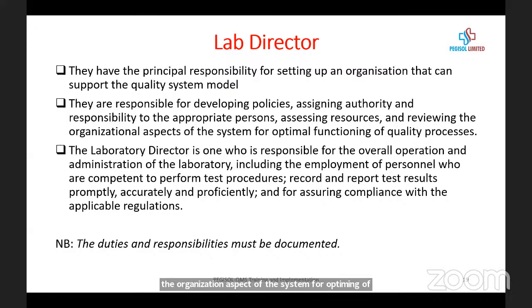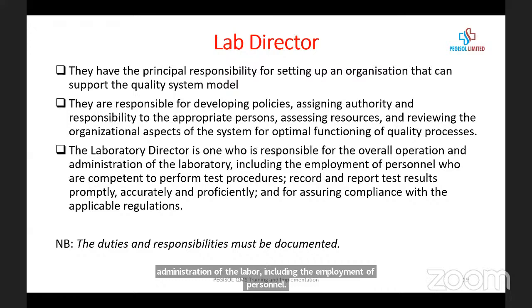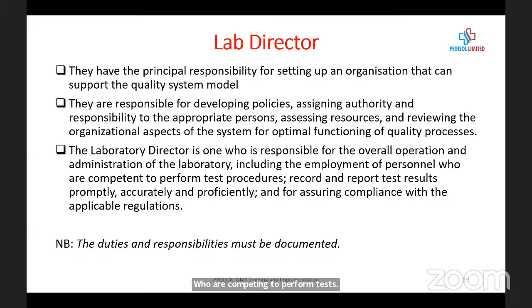In other words, the laboratory director is the one responsible for the overall operation and administration of the laboratory, including the employment of personnel who are competent to perform tests, record procedures, report test results promptly, accurately, and proficiently, and for assuring compliance with the applicable regulatory body or regulation. These duties must be documented. Sometimes this duty can be assigned to someone else, but the one who is ultimately responsible is the director.